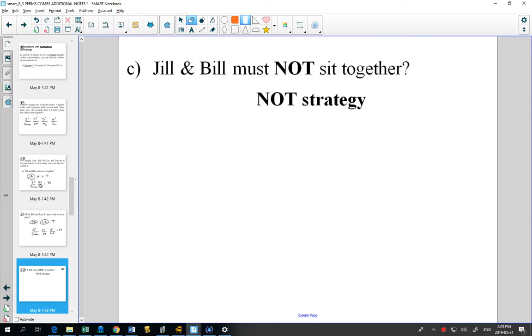I've introduced this not strategy before, but this is one where the not strategy really works the best. You could imagine 5 spaces and think, what are all the different ways this could happen? Well, if Jill is sitting here, then this is not Bill. What happens if Jill's in the 2nd seat, the 3rd seat, the 4th seat? You deal with restrictions and count it all separately, and it could take a very long time. But the not strategy is always all of them minus the bad.